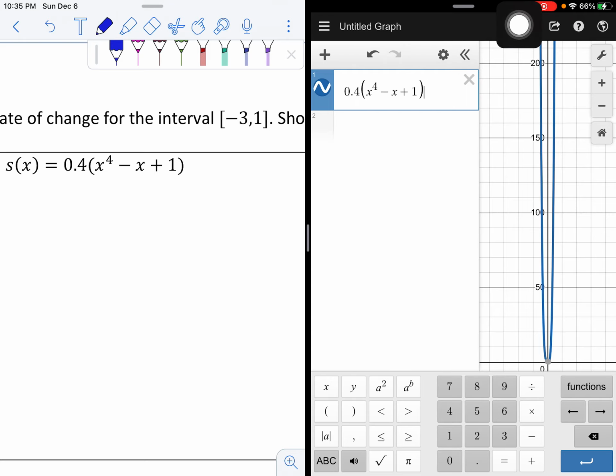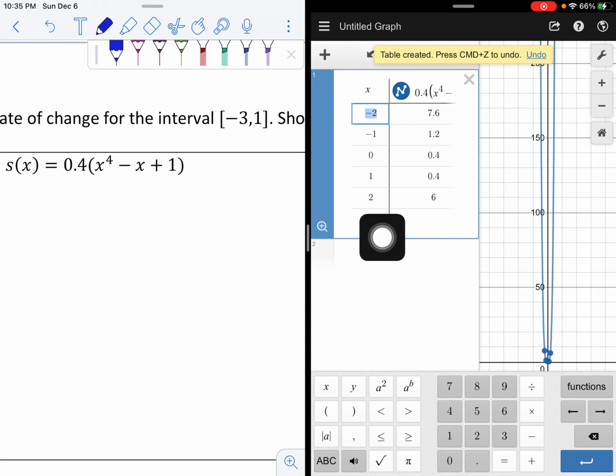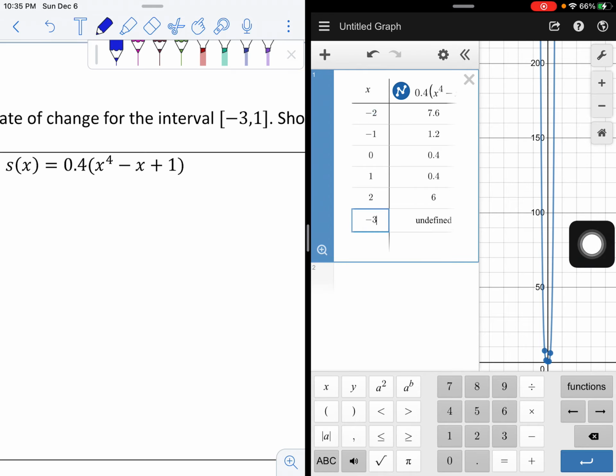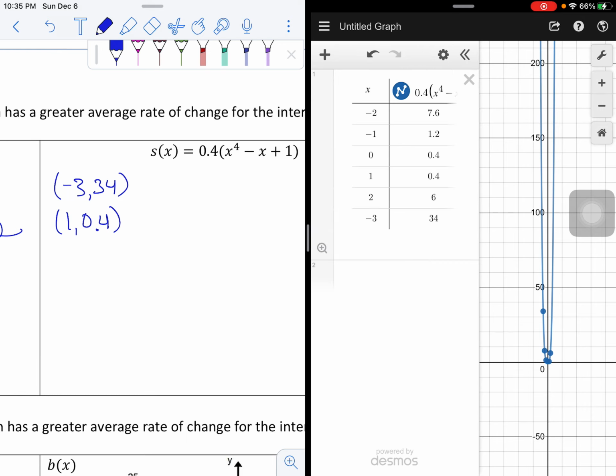Now, I would like to make this into a table of values. So what I'm going to do is come up here and hit the gear. And one of my options is this little table. So I hit the table. Now I have a table of values. I do have 1, but what I don't have is -3. You can write over the -2 that's highlighted, or I'm going to come down here to this little blank spot, tap in there, and type in -3. All right, so my ordered pairs for this function are going to be (-3, 34) and (1, 0.4).